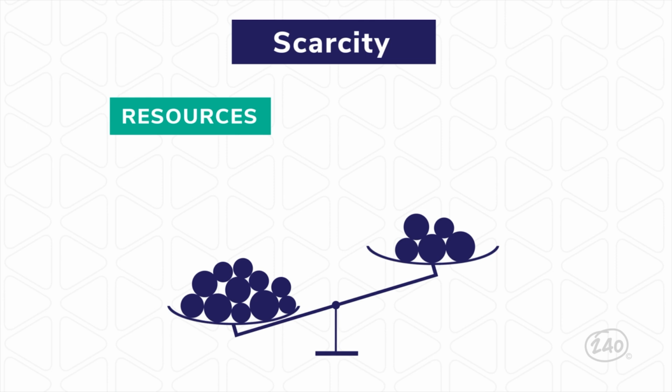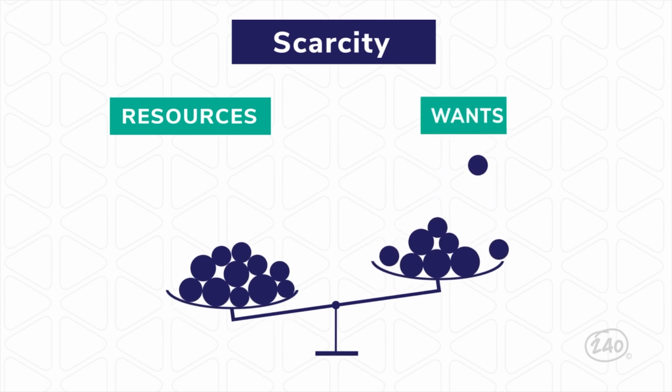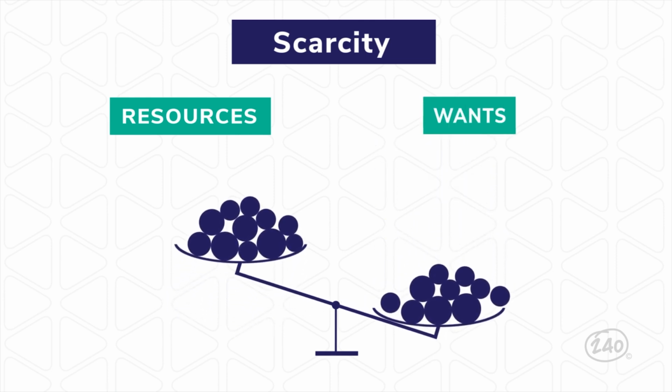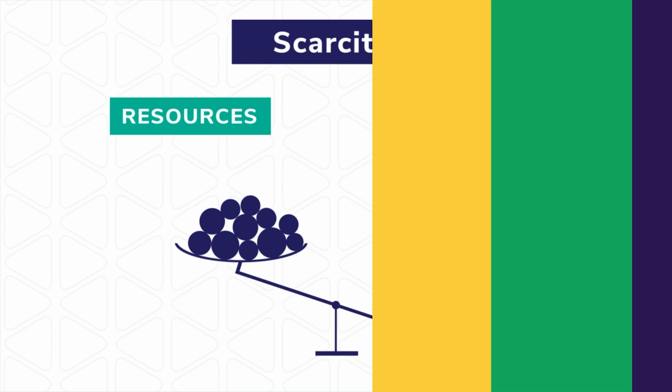Let's pop into the 240 guide to learn about this one. Humans never have enough of what they want. Our wants always exceed our resources. Even the richest man in the world only has 24 hours in a day. This creates scarcity. Fabulous! I do still wish I could get everything I want though.